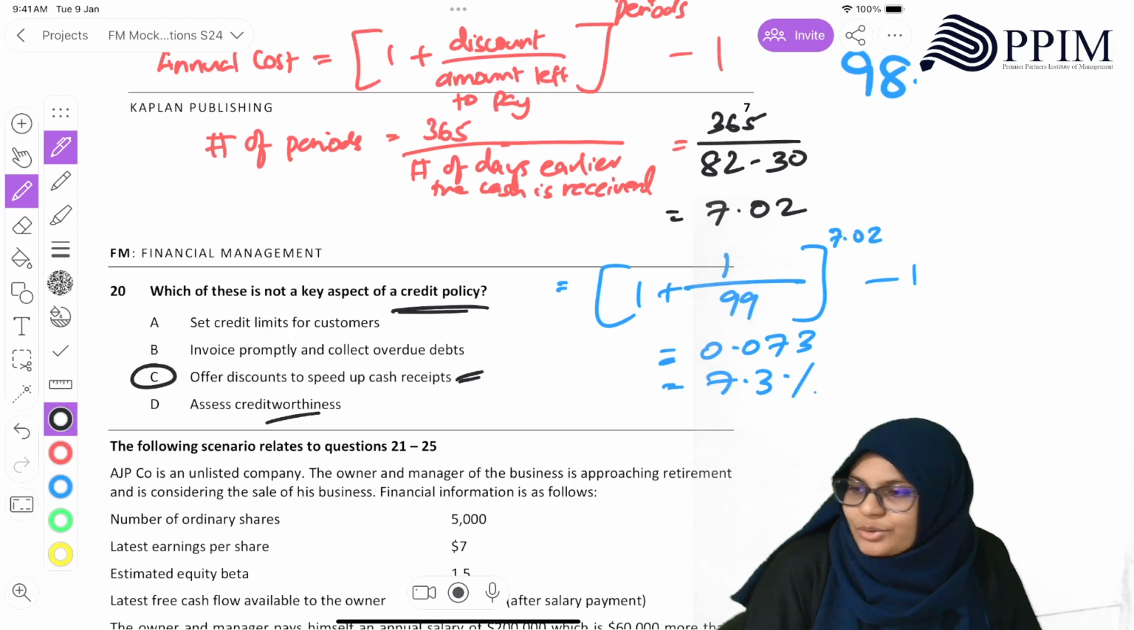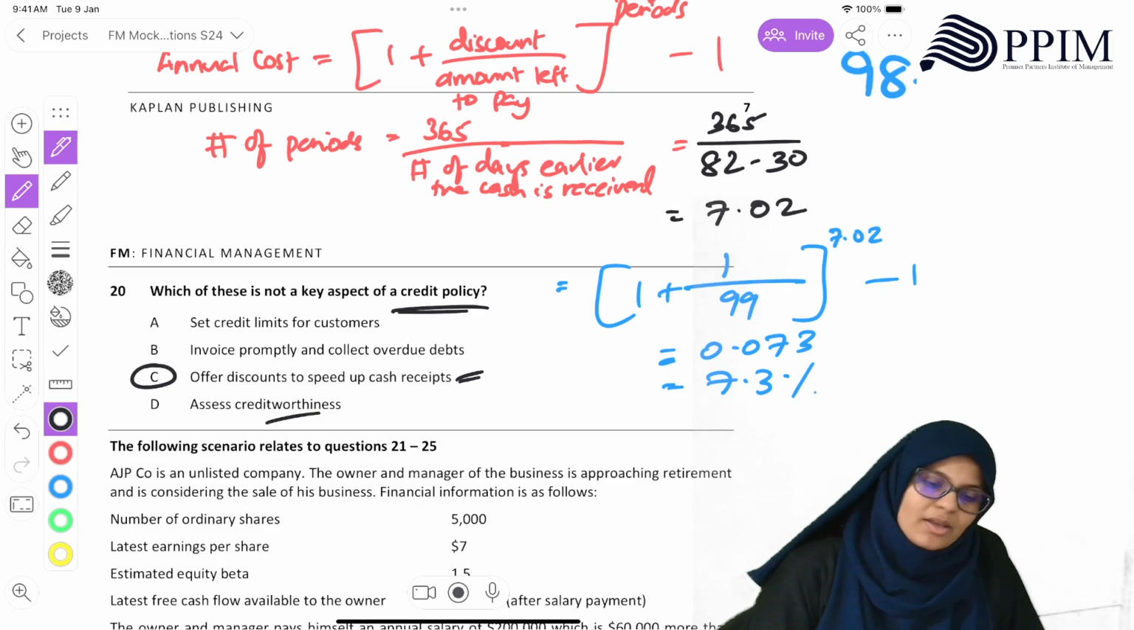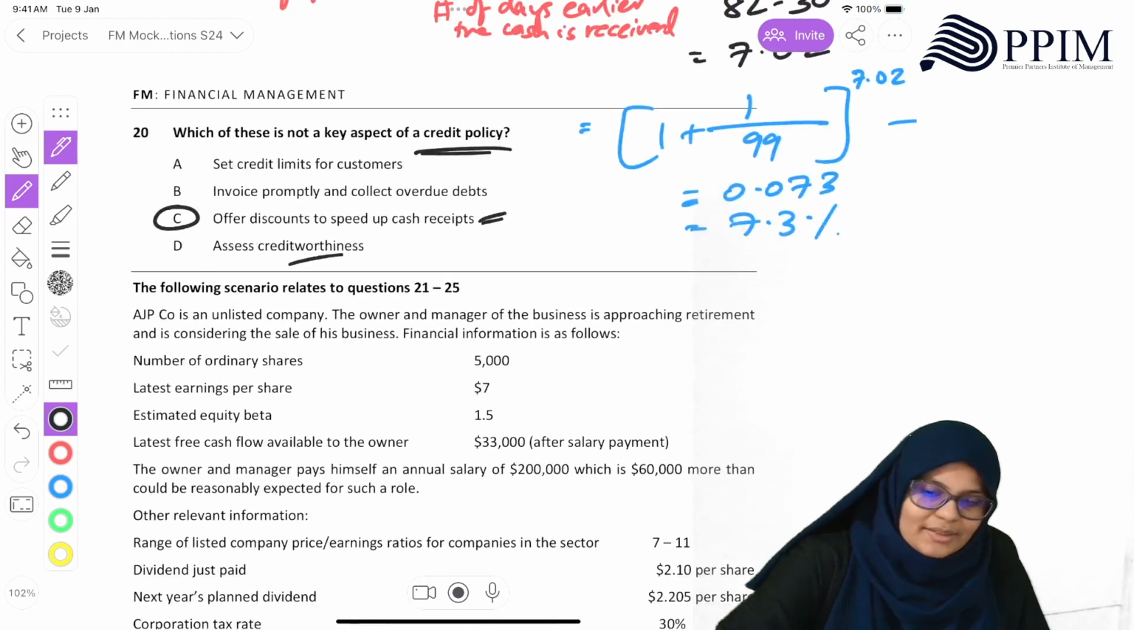So you have to go through that. There were 4 things that we spoke about. One was doing a creditworthiness assessment, then setting credit limits, invoicing promptly, and finally making sure that every now and then you keep rechecking and making sure that the customer is still creditworthy. Right, so that is that.